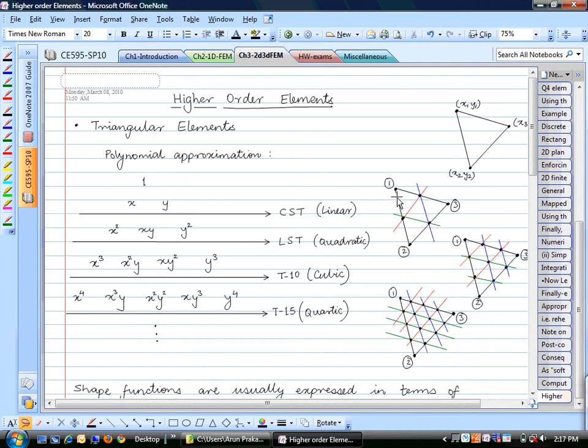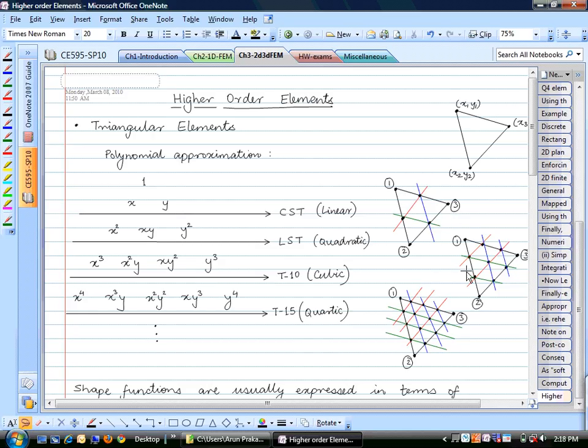And what would be the order of polynomial if I use these 6 nodes now? If you remember, the order of polynomial for the three-noded triangle was linear because we have 3 degrees of freedom in total, let's say for heat conduction, for a scalar problem. We have 3 degrees of freedom at 3 nodes, so we can approximate any linear function using 3 nodes. If I have 6 nodes, 1, 2, 3, 4, 5, 6, I can approximate any quadratic polynomial exactly with a 6-node triangle.